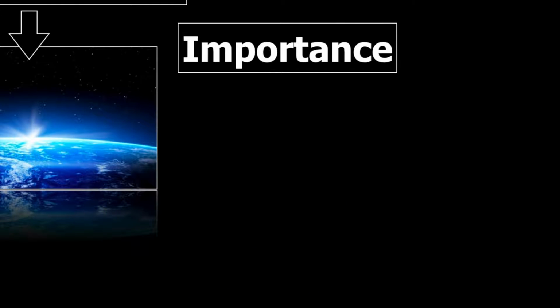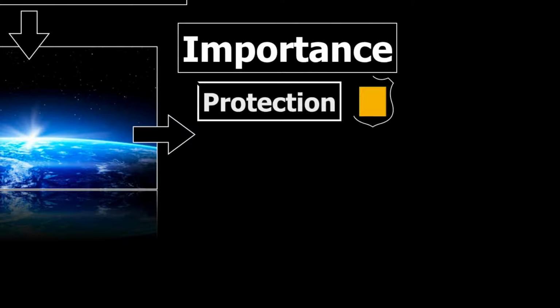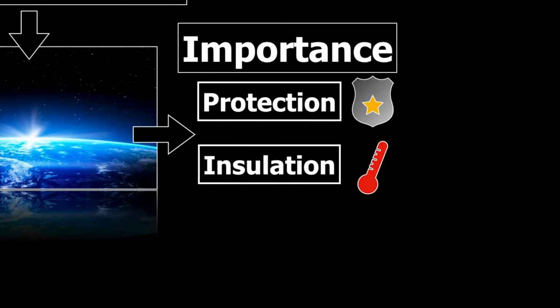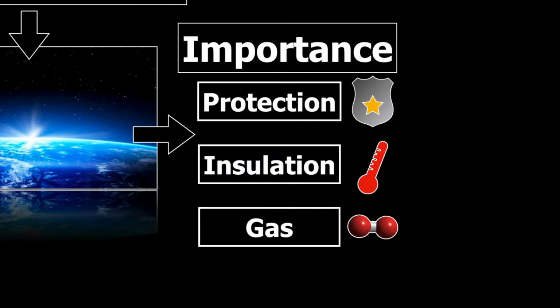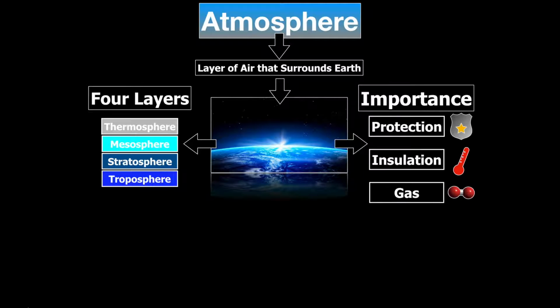And the atmosphere is really important for a few reasons. The first reason is it's going to provide protection from ultraviolet radiation, or rays that can be harmful to humans and all life. The other thing, which we just talked about before, is it's providing insulation and stable temperatures for us to live in. And lastly, it's providing the gas for us to breathe, so that way we can breathe in oxygen and survive.